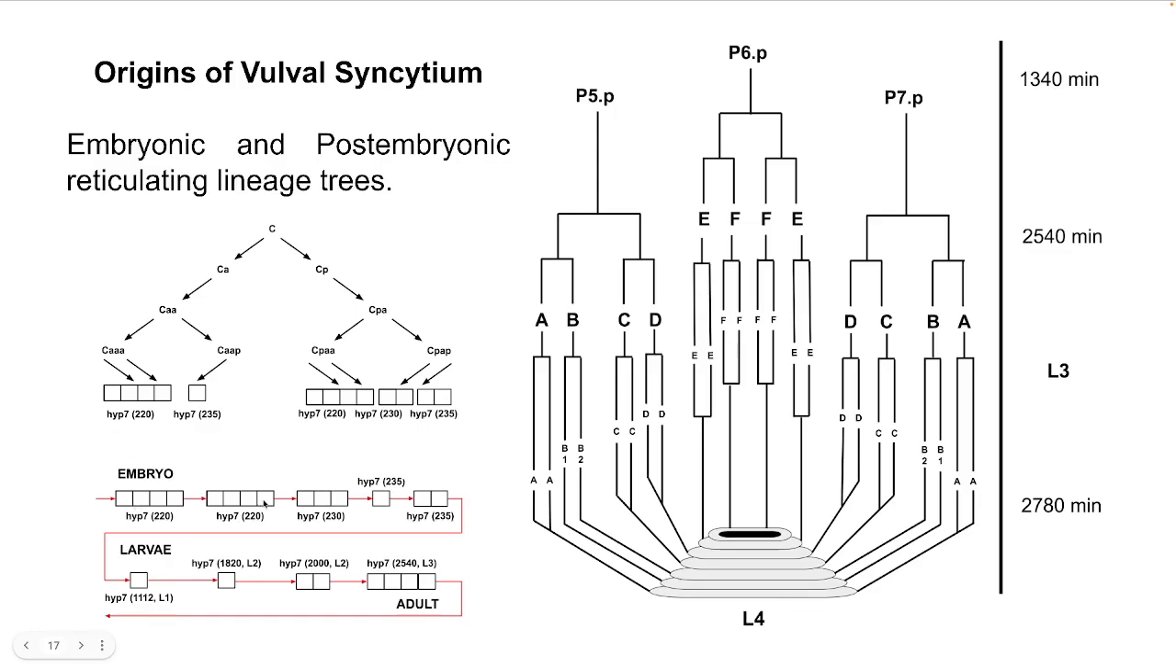Then, to form the vulval syncytium, you have fusion events at different points in development. So you start off in the 220 minute to 235 minute range, you get a bunch of these cells established. Then in the larvae in L1, L2, and L3, you have different syncytia that form these hyp7 cells, which form from different parts of the lineage tree much later in larval development. And then finally in the adult, you end up with the vulval syncytium as an organized structure around 2,780 minutes of development. So that's actually late L4.